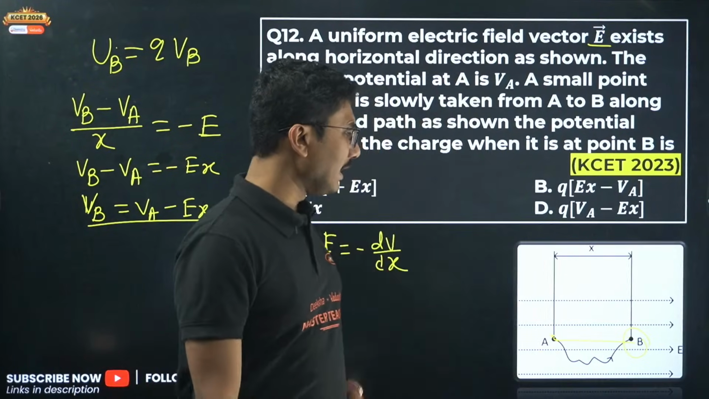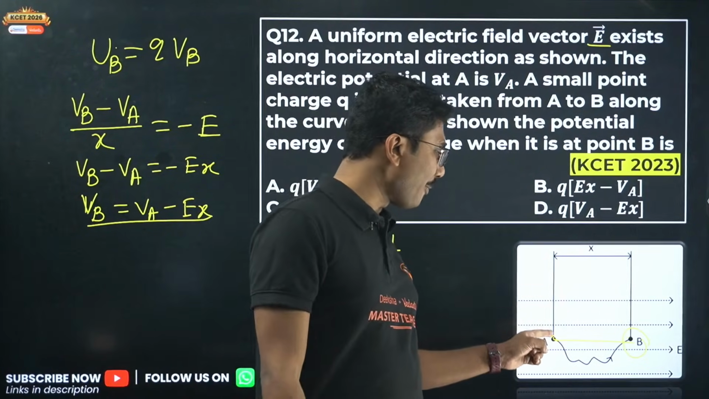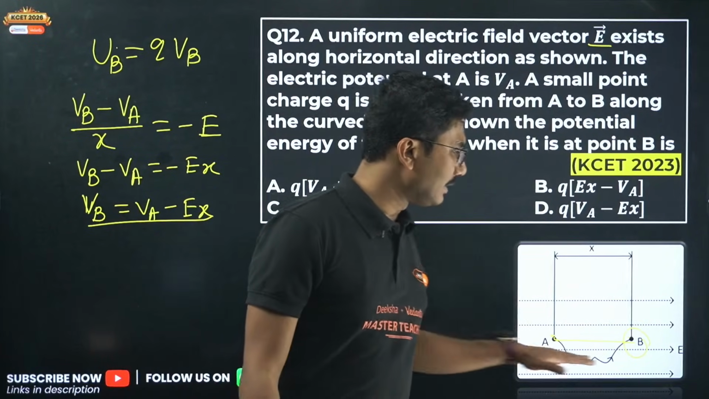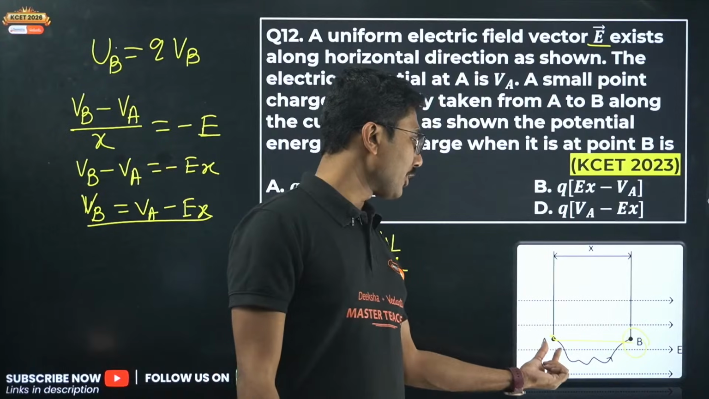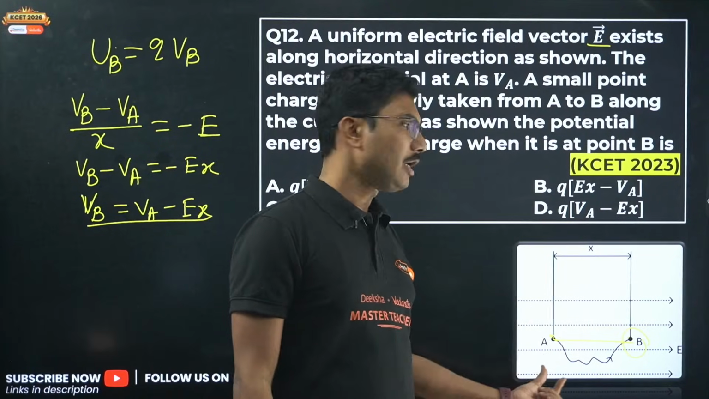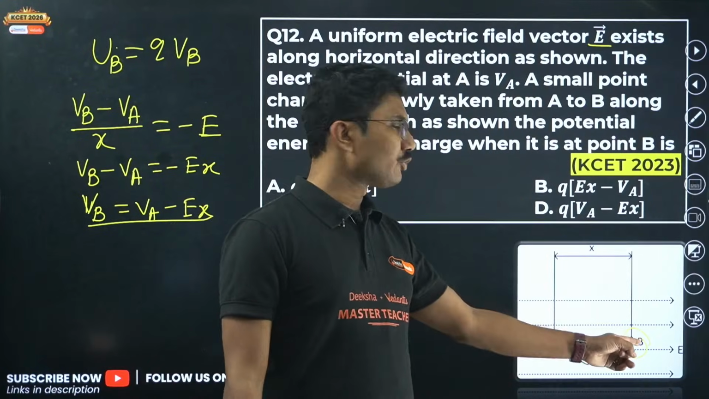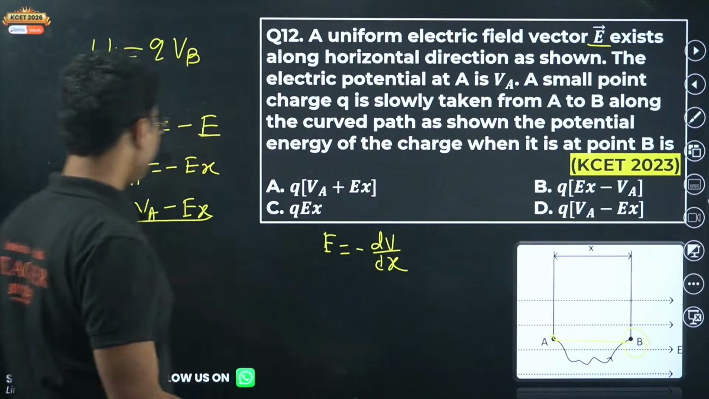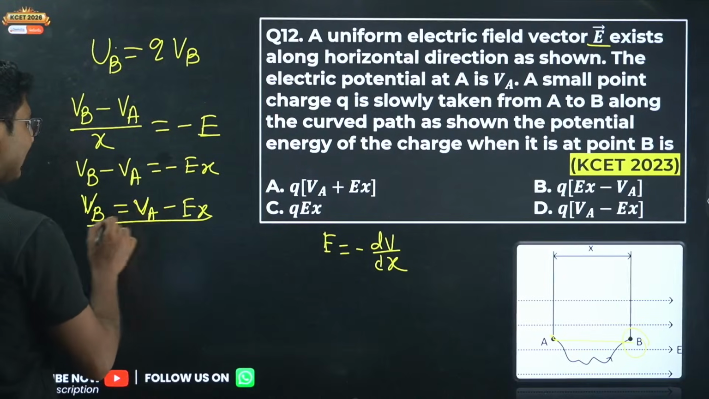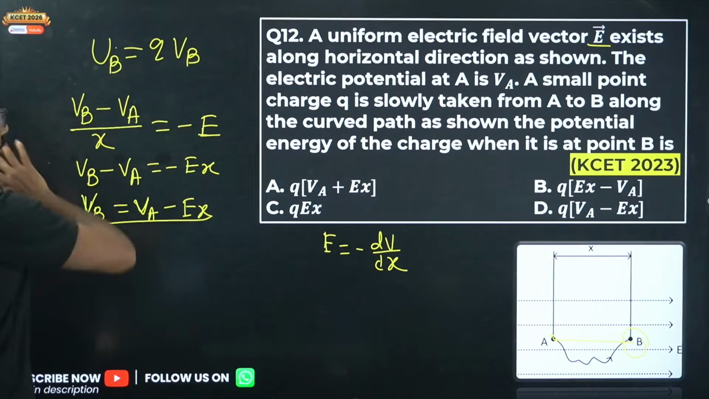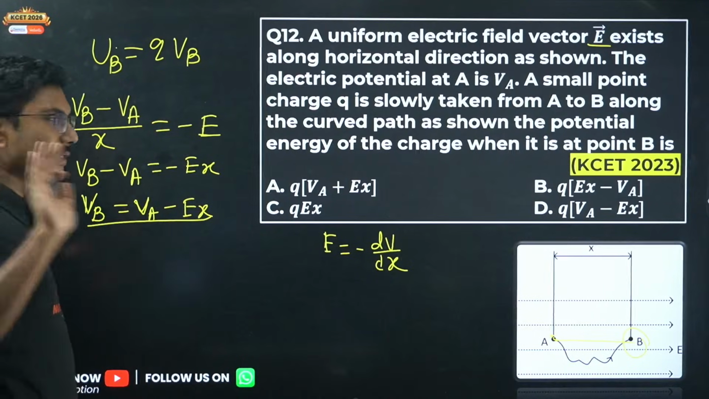How to check, after calculating this, if it is correct or wrong? So if you see that electric field is pointing from A towards B, electric field is in this direction, that means potential of A must be bigger, potential of B must be smaller. So suppose this is 10, this should be 8, so that's what we are getting. So VA is greater than VB, so our calculation is correct. Okay, if you follow the process, you will always get the answer correct.